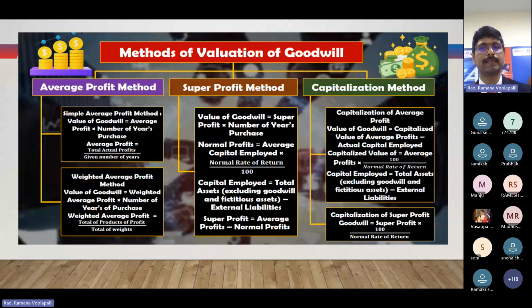And in that capitalization method, another formula we have is capitalization of super profit. It is based on the super profit. Goodwill is equal to super profit into 100 by normal rate of return. Again, we know super profit is equal to average profit minus normal profit.